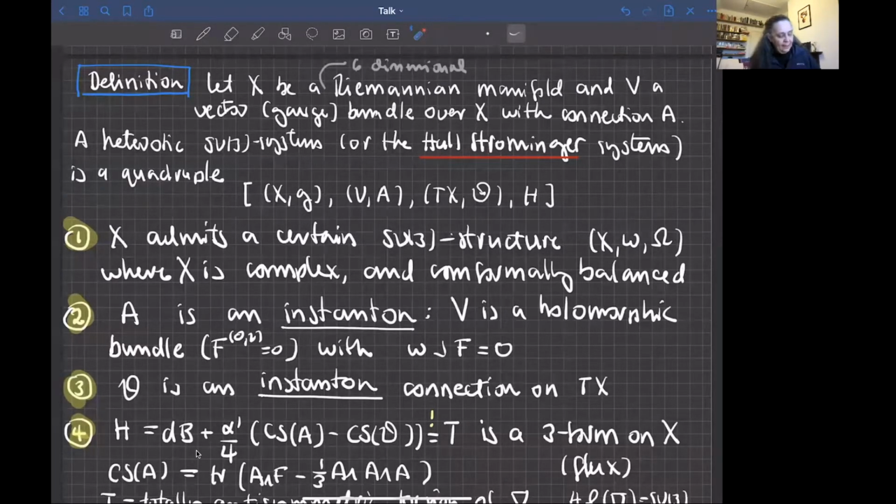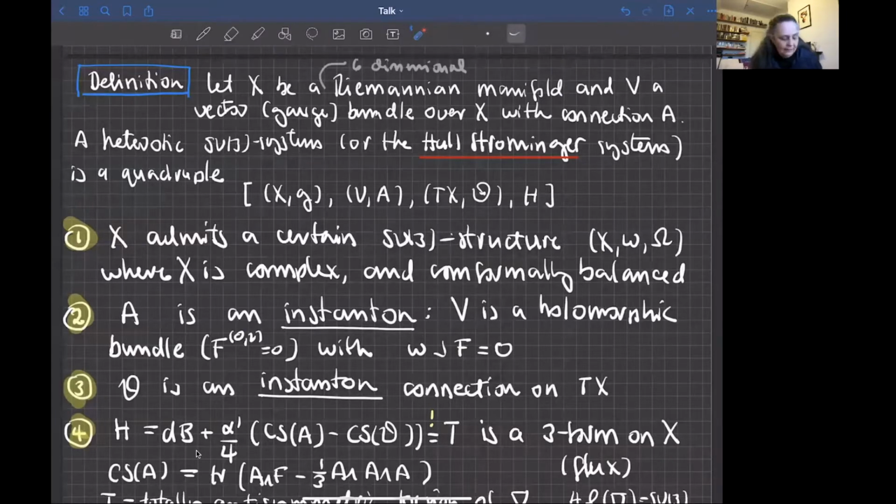I said that in this system we have also a connection on the tangent bundle, and we require this connection to be an instanton on the tangent bundle, meaning something analogous to this. So that means the tangent bundle has to admit a holomorphic structure, and moreover, the curvature of this connection is trace-free with respect to the Hermitian form.